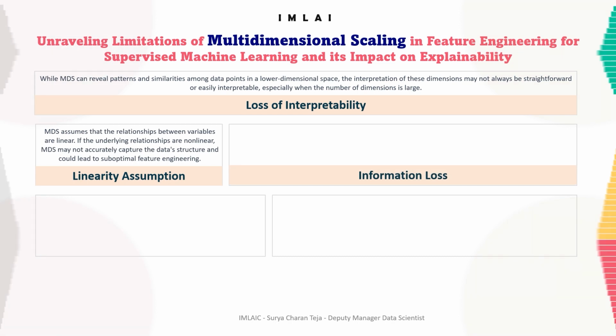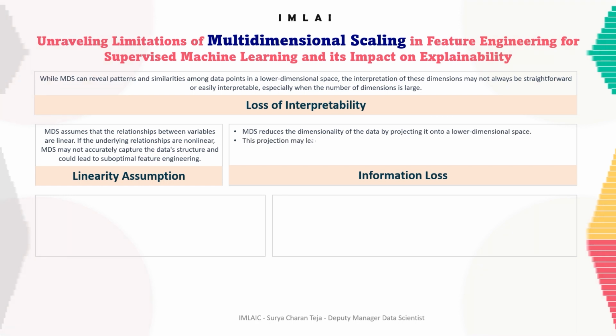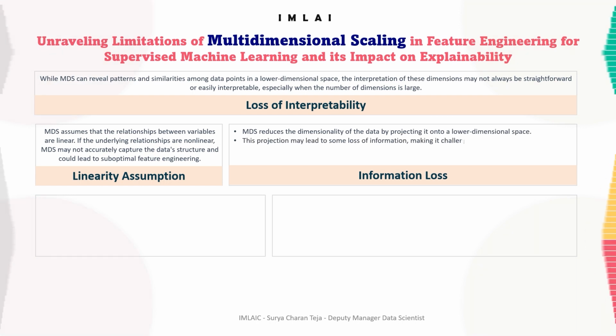So MDS reduces the dimensionality of the data by projecting it onto a lower dimensional space. This projection may lead to some loss of information, making it challenging to fully explain the reduced set of features and their relationships with the target variable.